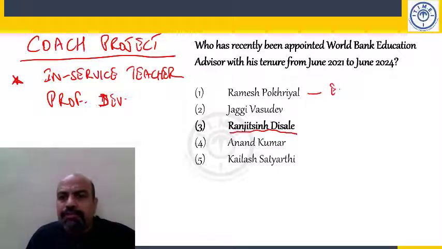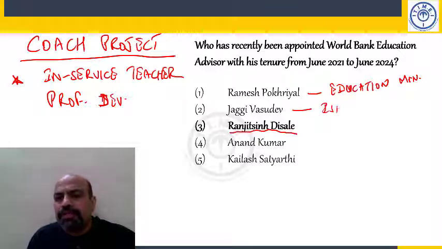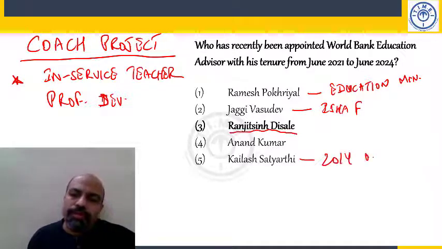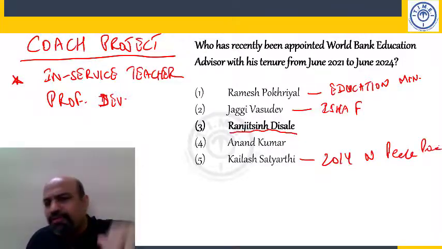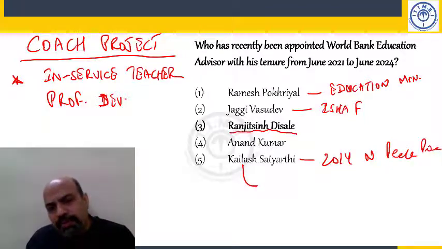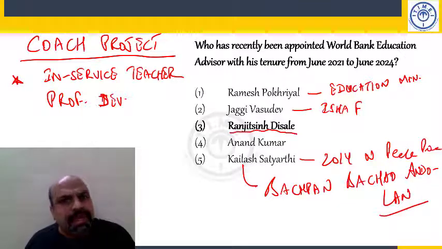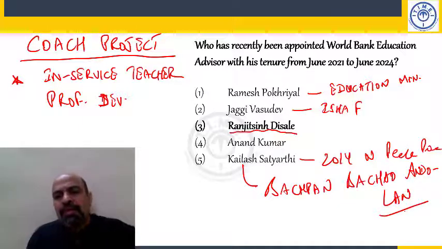Ramesh Pokhriyal, Education Minister of India, Union Education Minister. Jaggi Vasudev, of course, heads the Isha Foundation. Anand Kumar, we will not discuss this guy. Kailash Satyarthi, 2014 Nobel Peace Prize. You don't have to write winner of, you will know what it is. Founder of Bachpan Bachao Andolan. He is an anti-child labor activist. Bachpan Bachao Andolan means Save Childhood Movement.